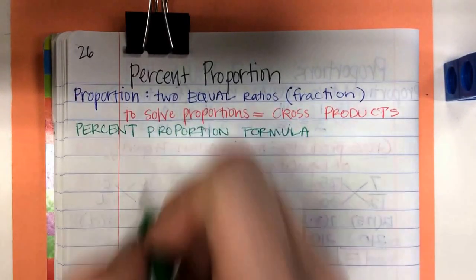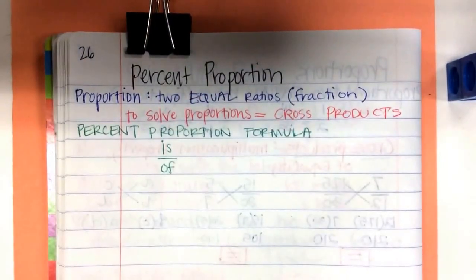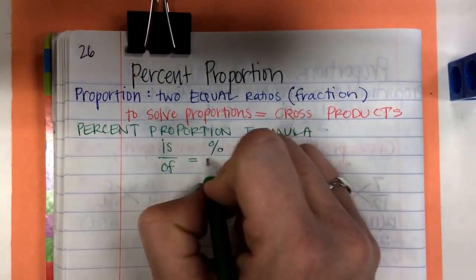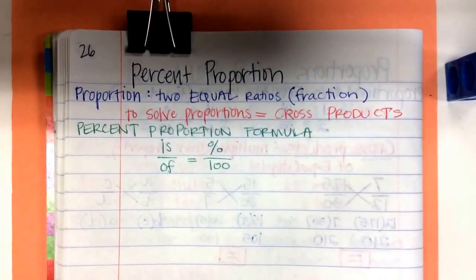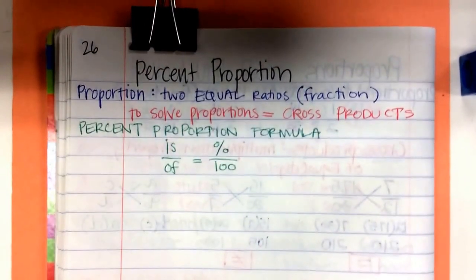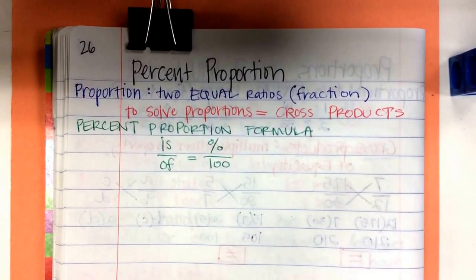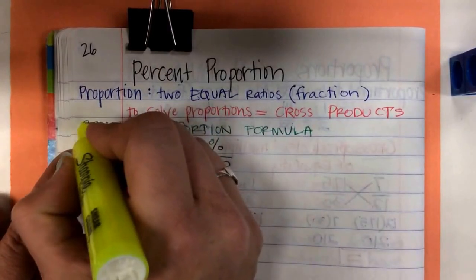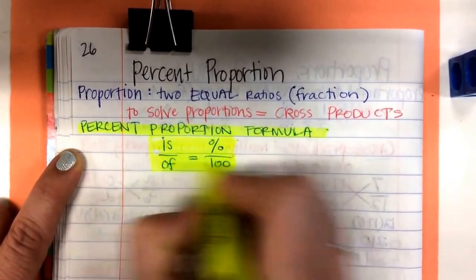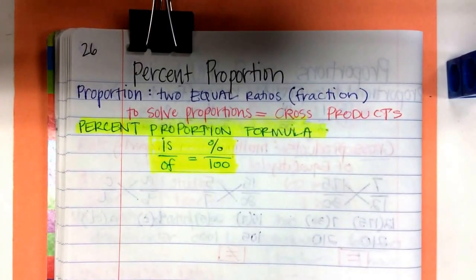Percent proportion. And here's what it is. It says is over of equals percent over 100. Is over of equals percent over 100. Every single problem right here. The percent proportion formula.